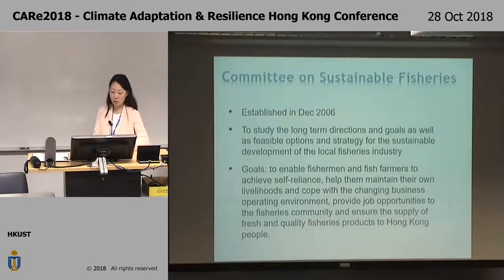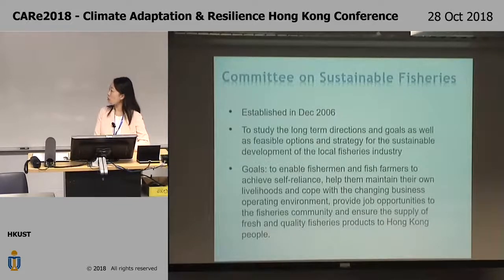This is the government policy that we have, which aims to promote the sustainable development of fisheries in Hong Kong. In 2006, the government established the Committee on Sustainable Fisheries. This committee studies the long-term direction and goals, or the feasible options and strategies, for the sustainable development of the fishery industry.